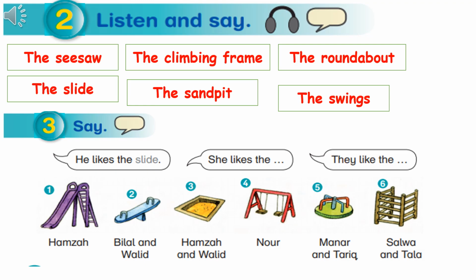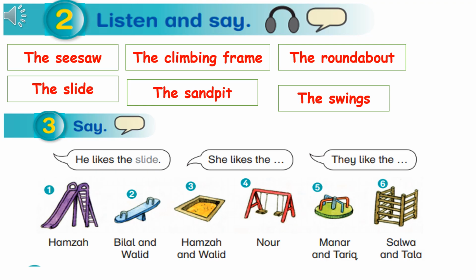Excellent. Now let's move to the last exercise in this period. Let's read the speech bubbles together. He likes the slide. She likes the. They like the. Here, I want you to say complete sentences about the pictures. Look at picture number 1. Hamza.